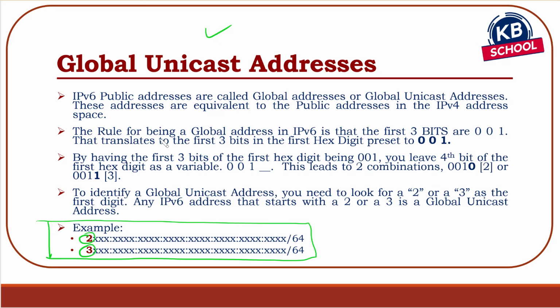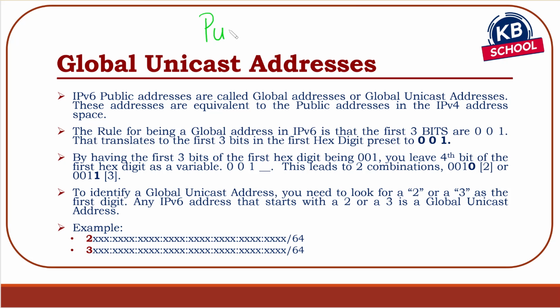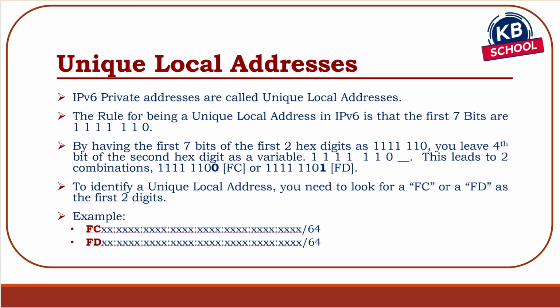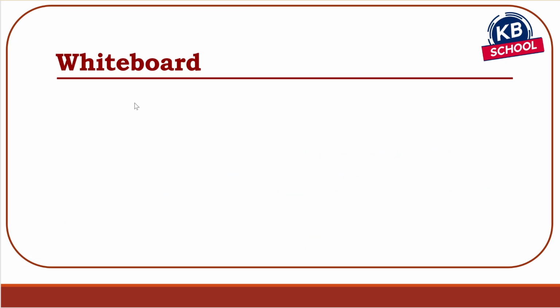All right. Now, what about private addresses? This is your public address, you remember. A global unicast address in IPv4 terms would be compared to a public address. So how about a private address? A private address is also available to you in IPv6. Now, what are the rules for a private address, which is not called a private address in IPv6? It's called a unique local address.